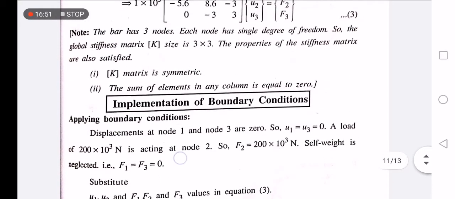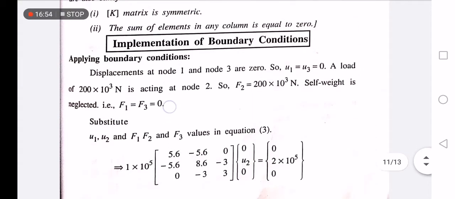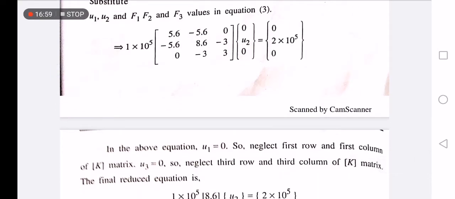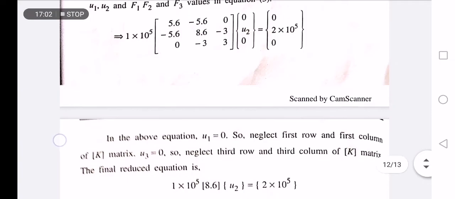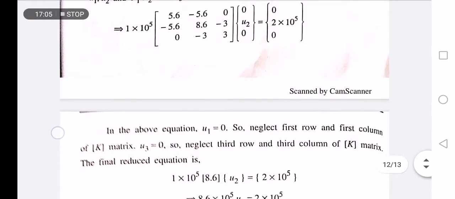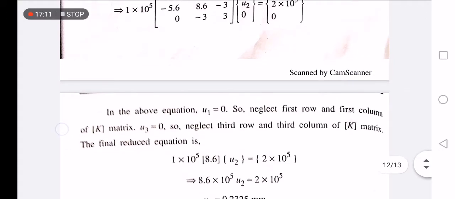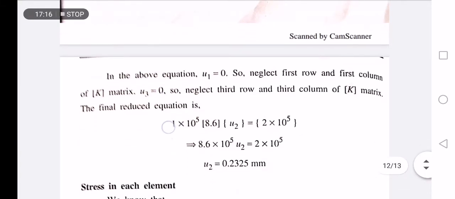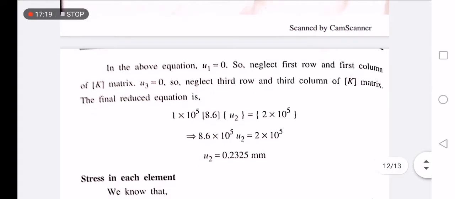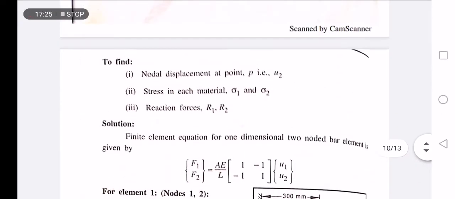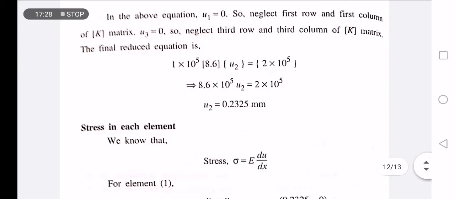Then this third equation gets reduced like this. Okay. In this equation, U1 is equal to 0, so when we do the matrix, we will neglect the first row and first column, and U3 is also equal to 0, so we will neglect the third row and third column. So directly we will get U2, that is, the nodal displacement at node 2. Okay.